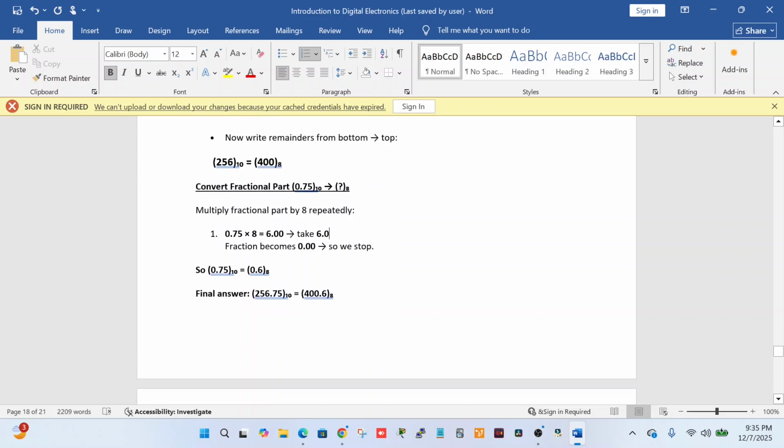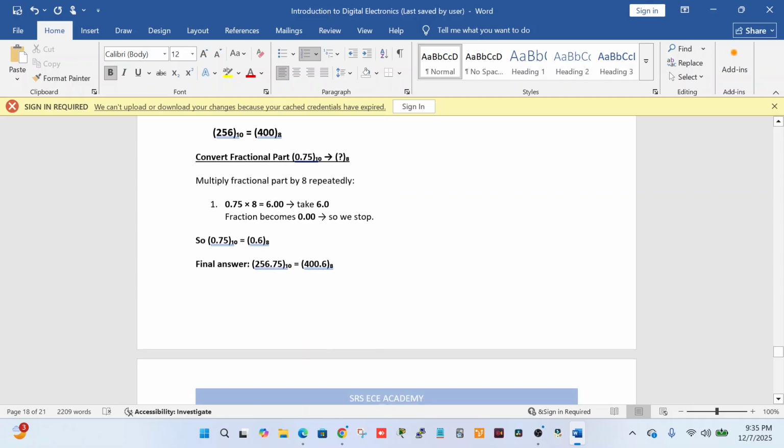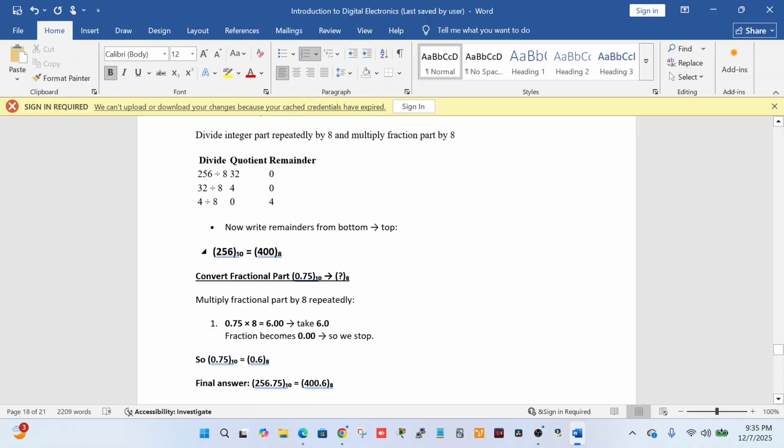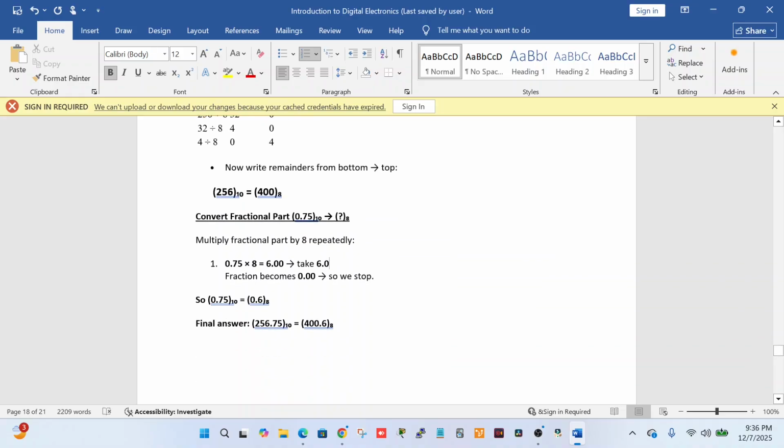Here the octal number of 0.75 is 0.6. The octal number of 0.75 is 0.6. Okay. Now combine both answers. Here the octal number of 256 is 400, and the point is 0.6.